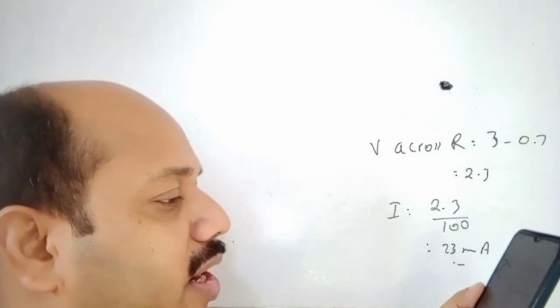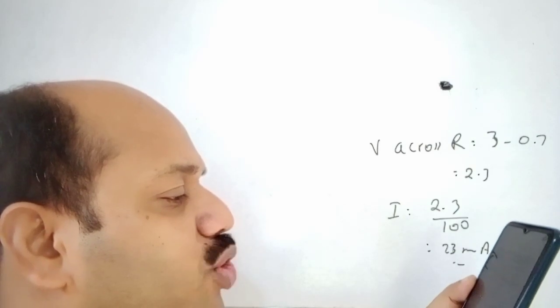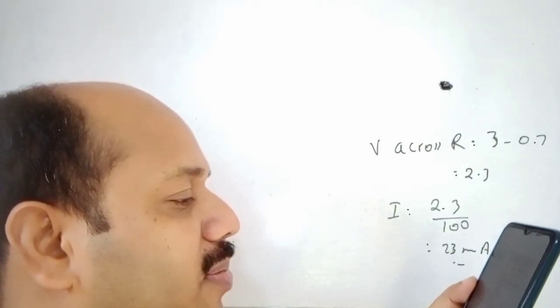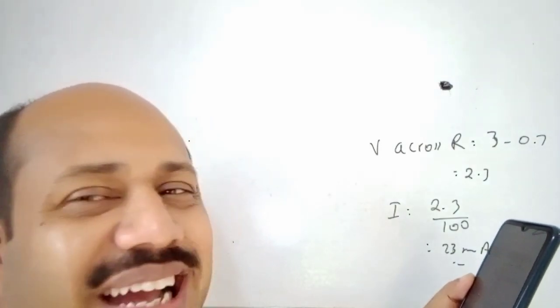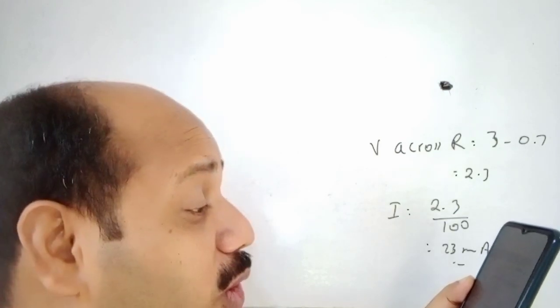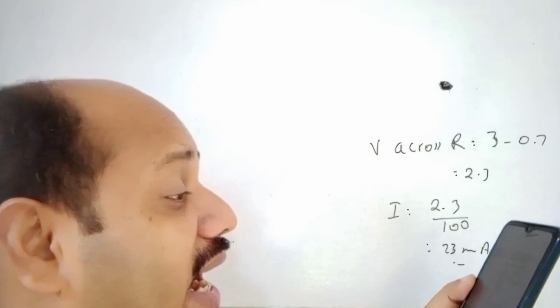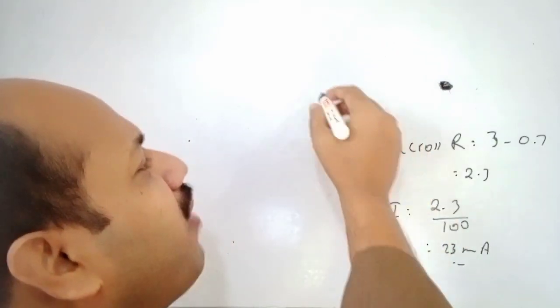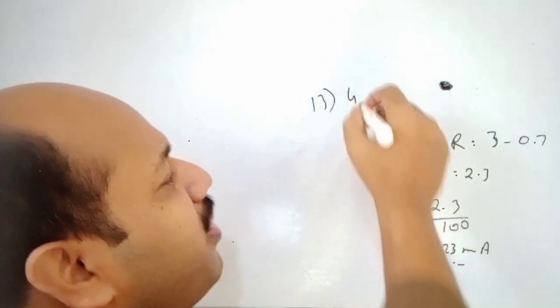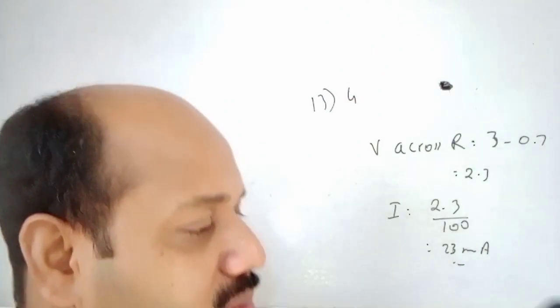13th question. Which of the following logic gates does the truth table represent? That gives high output only when all the inputs are high. That is the AND gate. It is the AND gate, the 4th option. Or we can remember it like this: if any one of the inputs is low, that is 0, the output is low. That is the AND gate.